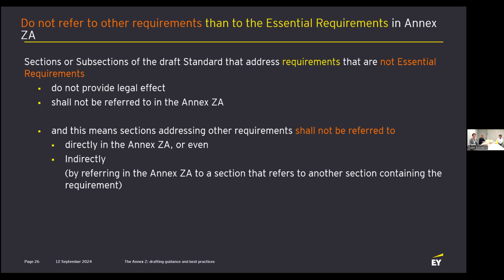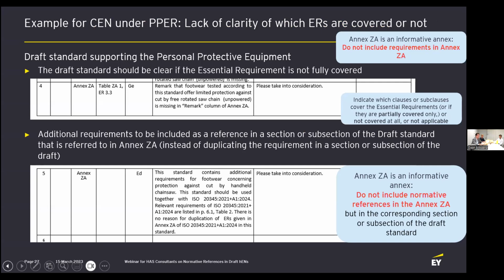So please, when you are drafting the standard and when you are drafting the Annex Z, make sure that you are not indicating, you are not pointing out, you are not referring to any, let's say, requirement that is not the list of the essential requirements in the directive or the regulation. Let's go to the next one. And I'm sure we will discuss about this. We have another example under the Personal Protective Equipment Regulation.